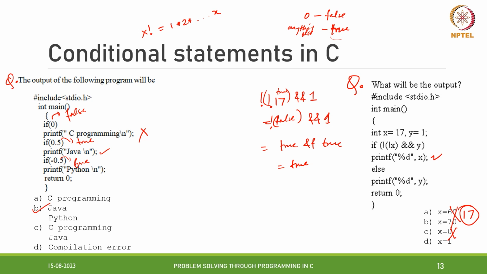Okay, sir. Then how can we know whether this is not or factorial? No, this symbol is used in C as a logical not. The factorial symbol is invalid in C. You might know this as a factorial symbol, but in C it is not recognized as a factorial symbol. The exclamation mark is recognized only as logical not. Okay, sir.